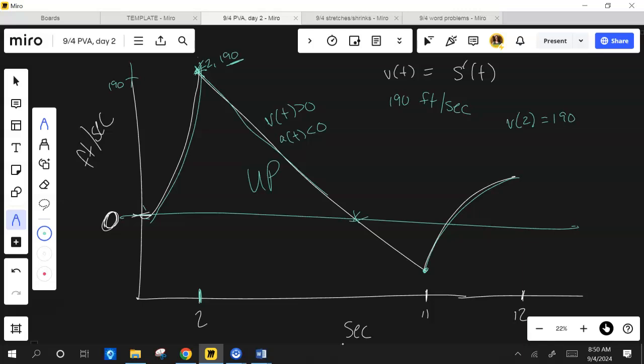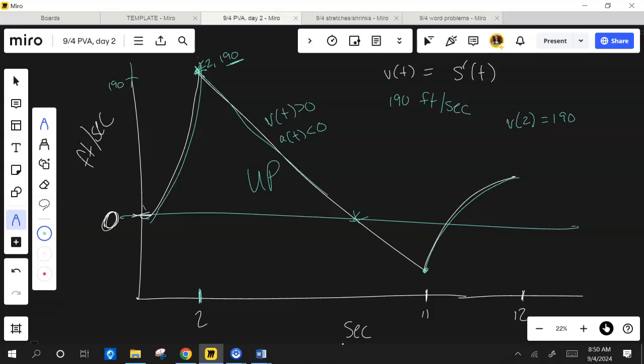What was the velocity at that point? 0. Velocity is always 0 when I change direction. I didn't even have to look at the graph for that. I could have read that question and gone, oh yeah, it has to be 0, because if it's at its highest point, then it's going from high to low, so it's changing direction. That only makes sense.